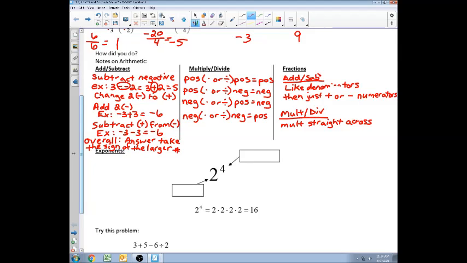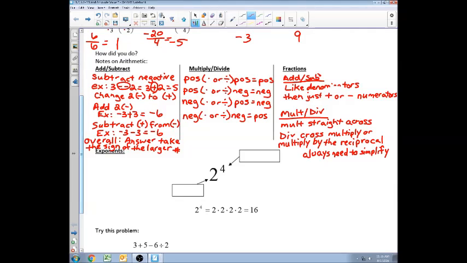If I'm dividing, then I would actually cross multiply. When I divide, I would actually cross multiply, or it's also known as multiplying by the reciprocal. Okay? At the end of that, you always need to simplify. Always need to simplify.